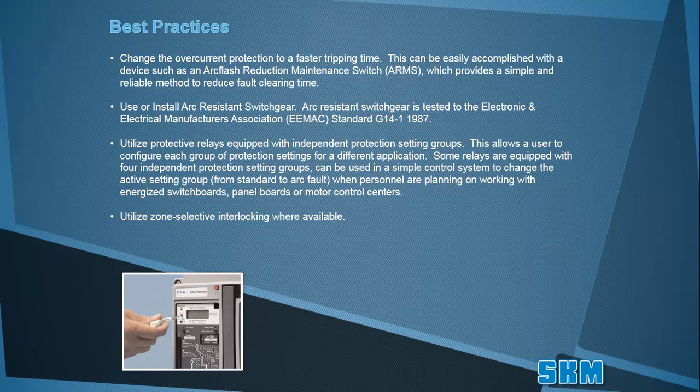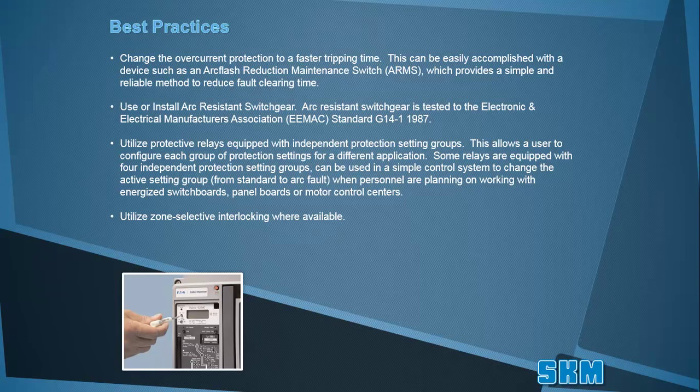Change the overcurrent protection to a faster tripping time. This can be easily accomplished with a device such as a Cutler Hammer Arc Flash Reduction Maintenance Switch or ARMS Retrofit, which provides a simple and reliable method to reduce fault clearing time. Use or install arc-resistant switchgear.